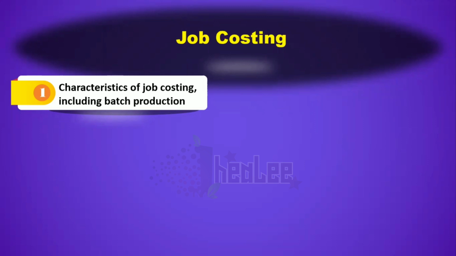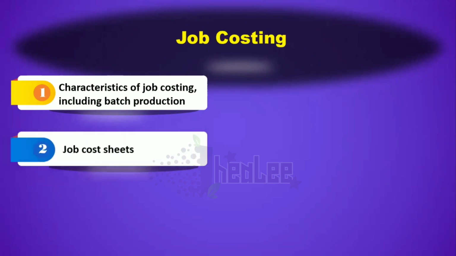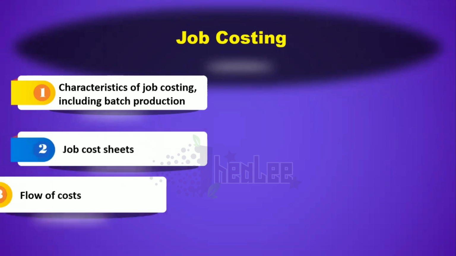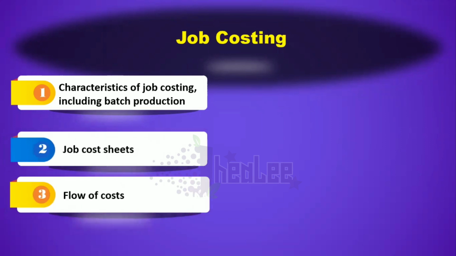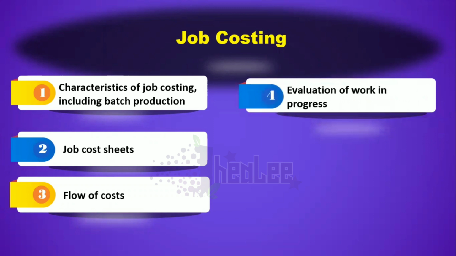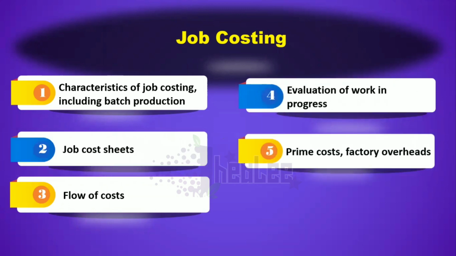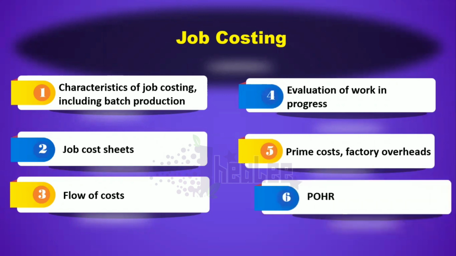You need to be able to prepare job cost sheets, do the flow of costs, evaluation of work in progress, and calculate prime costs and factory overheads, also predetermined overhead rates. You find that this is in here as well. Earlier, I looked at it under overhead costs in Module 1.